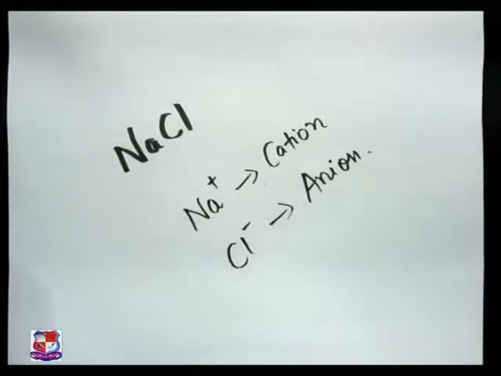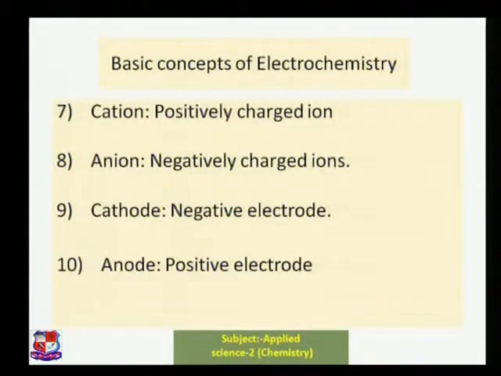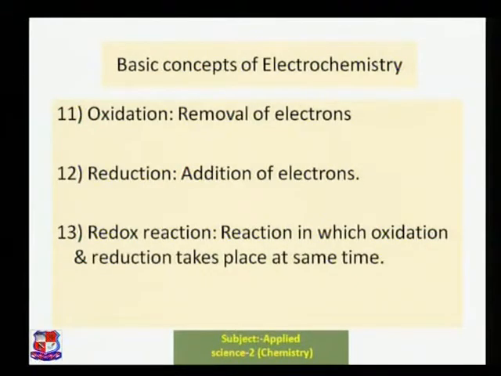Now let us see the definition of anode and cathode. Cathode is basically our negative electrode, okay? That is why it attracts positively charged ions, and anode is basically our positive electrode. Now look at oxidation. Basically oxidation is removal of electrons, and reduction is addition of electrons, and a redox reaction is a reaction in which oxidation and reduction take place at the same time. Let us try to understand the redox reaction.